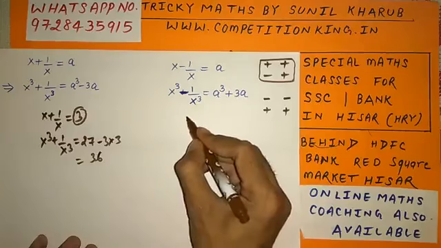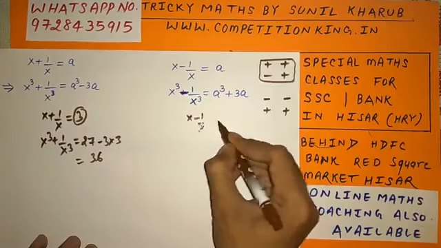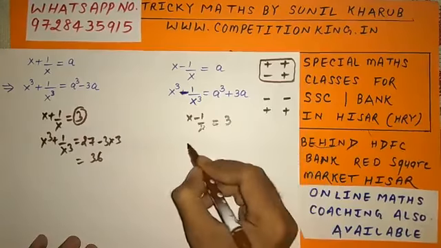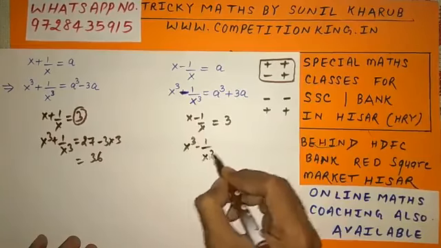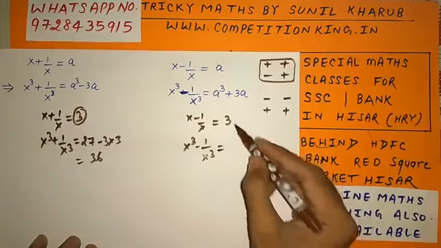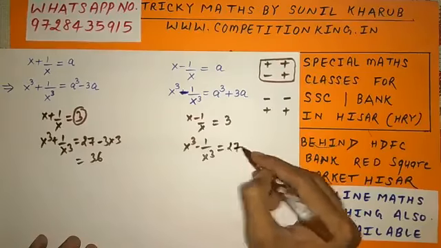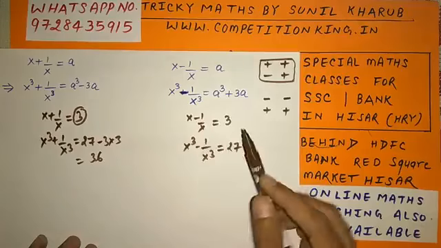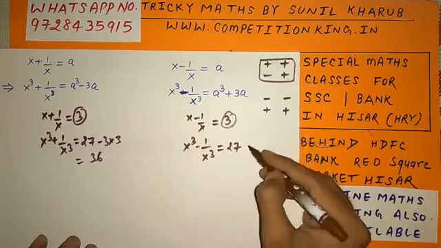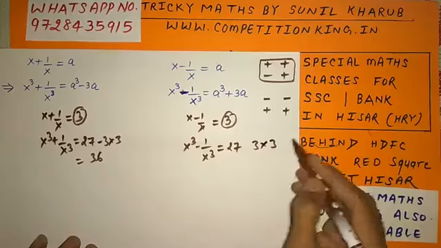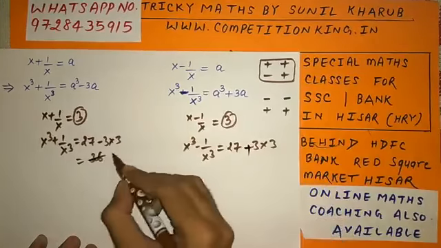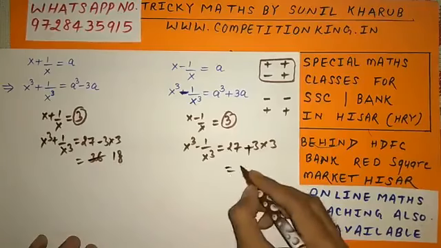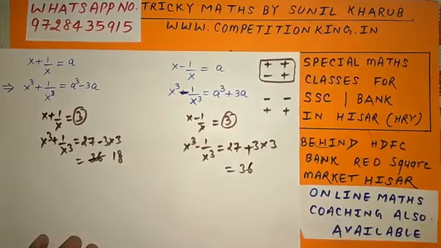answer would come out to be 18. But if it is given x minus 1 by x is 3, you have to find the value of x cube minus 1 by x cube. Cube this, and if you are moving from minus to minus, multiply this by 3 and put plus here. Here the answer is 18, sorry. Here the answer would come out to be 36.